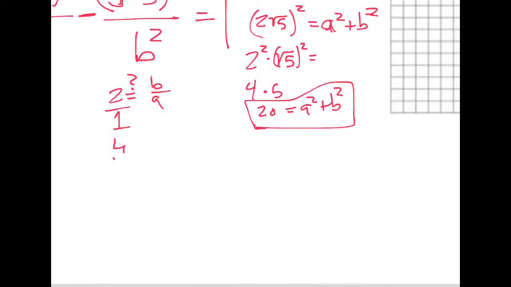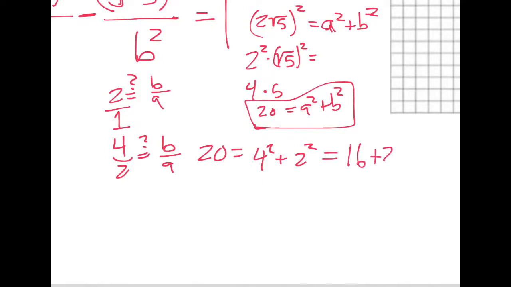Well, how about 4 over 2? Is 4 over 2 going to be b over a? Well, let's check it again. If 4 over 2 is going to be our form for b over a, then we need to have 20 equals 4 squared plus 2 squared. And is that true? Well, 4 squared is 16, and 2 squared is 4, and 16 plus 4 is indeed equal to 20, which tells me that this is my winning combination for B and A.